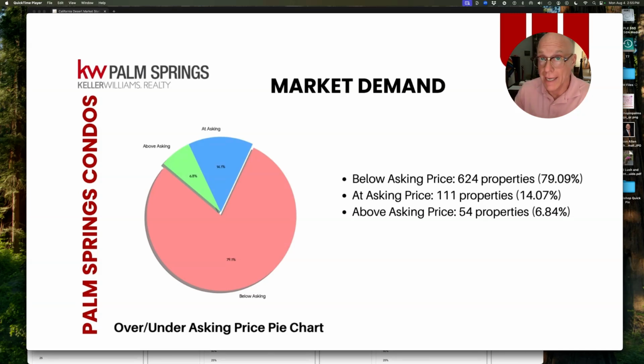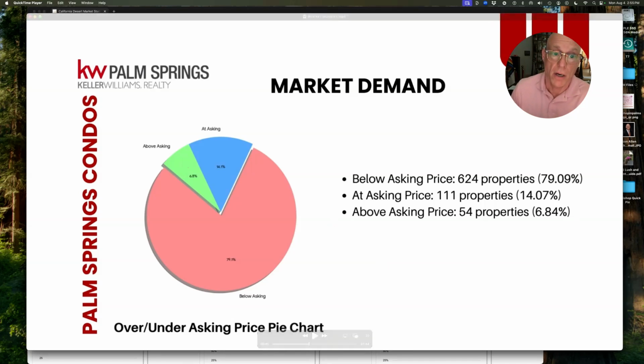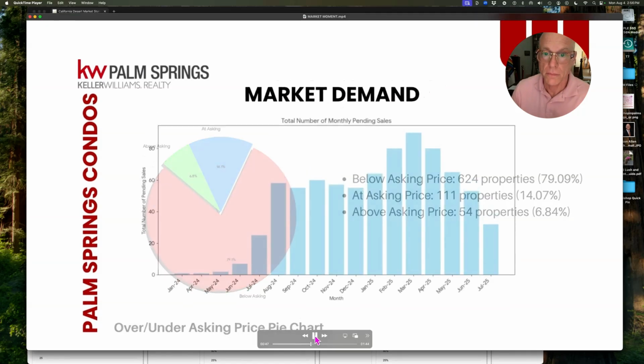Now, for any seller coming onto the market, your goal is to get above asking. However, that requires the property to be priced very attractively. There are buyers in the marketplace presently, but the key is to attract them to your property early. And in doing so, you ideally attract more than one party so that there's some competition involved.